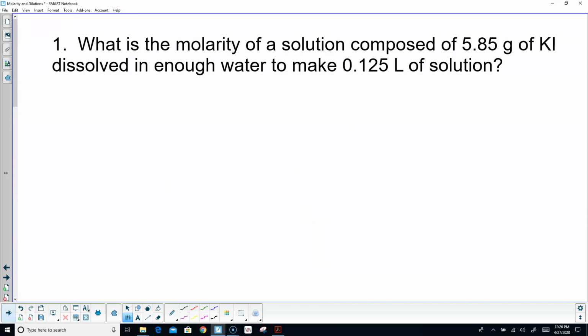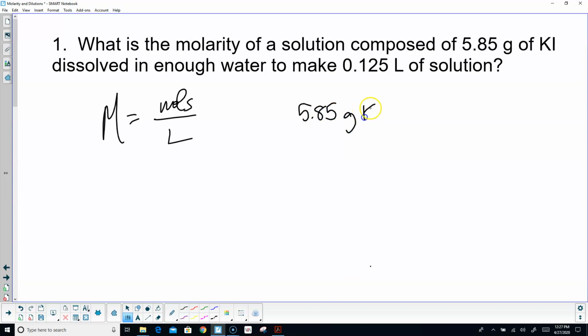The easiest way for me to do this is to work through a few problems and then give you some opportunity to practice. Here it asks: what's the molarity of a solution if I have 5.85 grams of potassium iodide dissolved in enough water to make 0.125 liters of solution? Recall from the previous page, molarity is moles over liters. We're trying to solve for the molarity. We know the liters. We don't know the moles, but we do know grams, and if you know grams, you can solve for moles. You've been doing this forever.